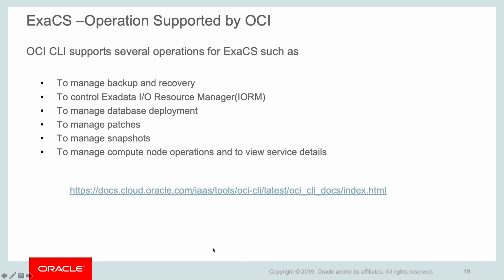So we'll look at what OCI CLI provides with respect to Exadata cloud service. Some examples could be managing backups, recovery, controlling the Exadata IORM settings. IORM is an important feature on Exadata cloud service, and it is supported by OCI CLI. To manage database deployment, you can use OCI CLI. You can manage patches, snapshots, compute node operations, and see the service details. For example, you want to know how many VCNs you have for your XRCS environment, or how many subnets it has, or what are my users there.